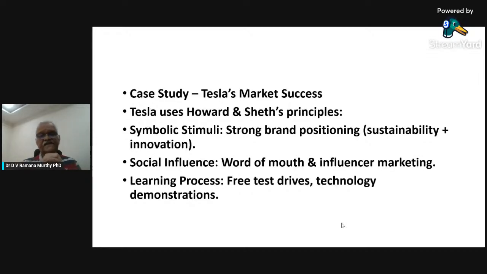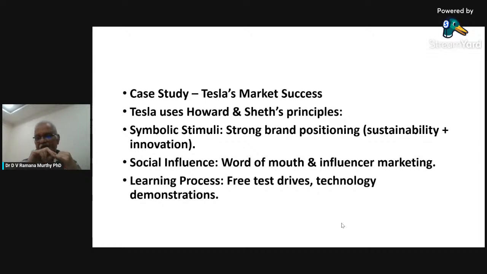That's it, very important. Let us examine another important case study here, same as an example. What is Tesla's market success? Why has Tesla become a success story the world over? Let's examine. Tesla uses Howard and Sheth principles only, nothing else. They create symbolic stimuli, strong brand positioning through their advertisements. First one is they talk about sustainability. Because it's an electric car, it is promoting economic friendliness, or environmental sustainability.